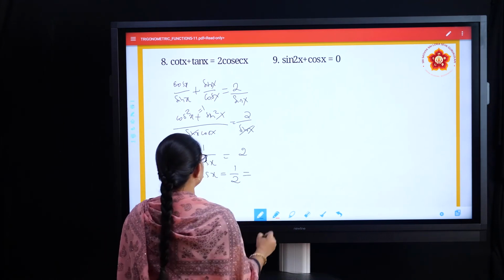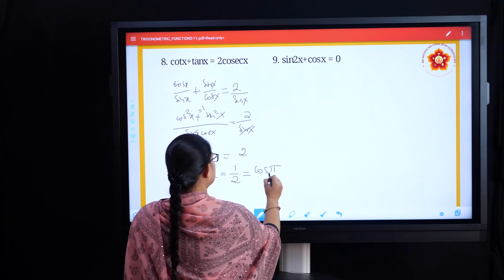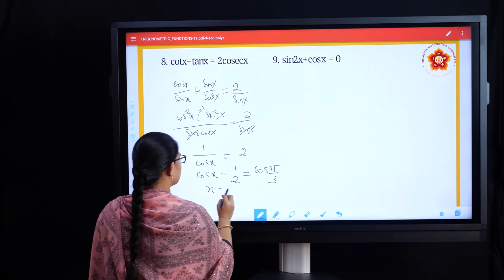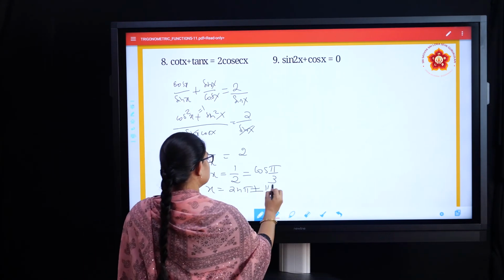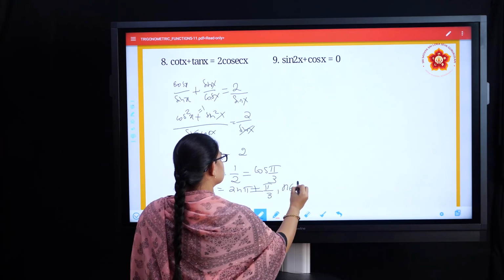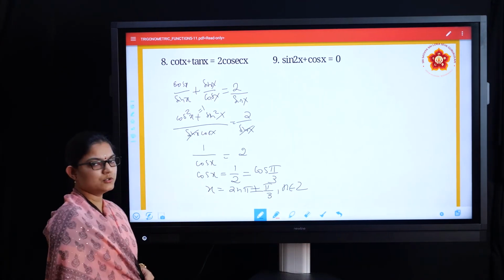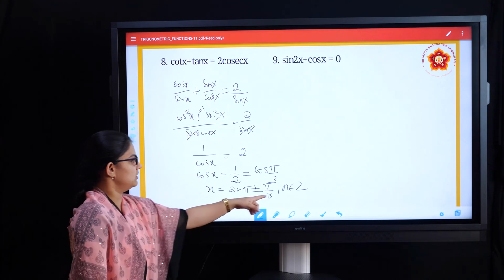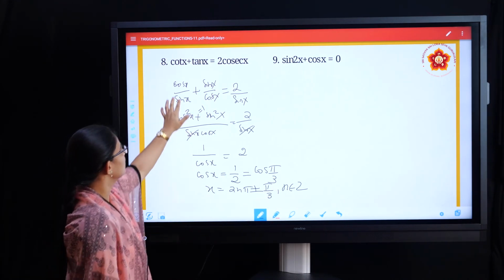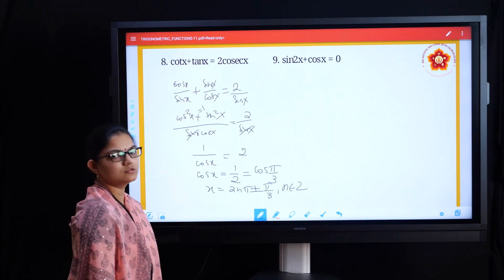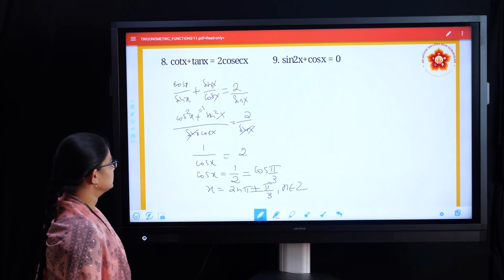So half I can write as cos pi by 3. So therefore x is equal to 2n pi plus or minus y, y is pi by 3 for n belongs to z. 2n pi plus or minus pi by 3 for n belongs to z is the solution for cot x plus tan x is equal to 2 cosec x.